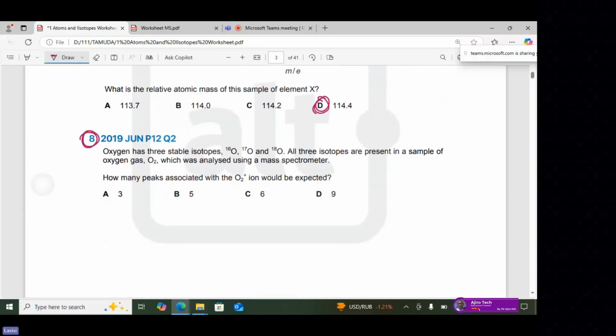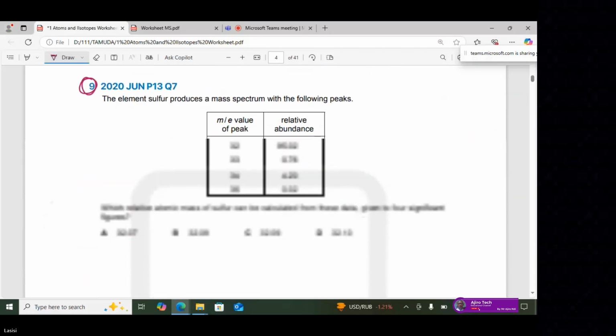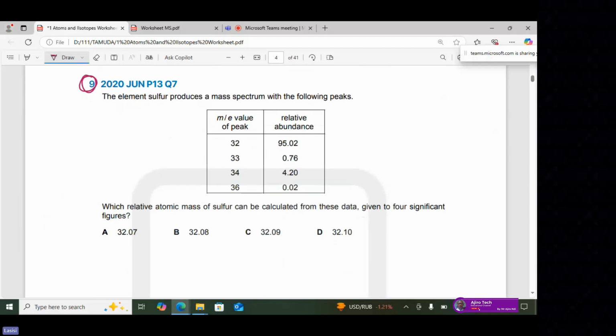Now let's do this again. So this one is chemistry. It's organic chemistry. I don't know why they put it here. Okay, leave it. It's organic chemistry. Let's do this one again. This one also, you can do this one also.